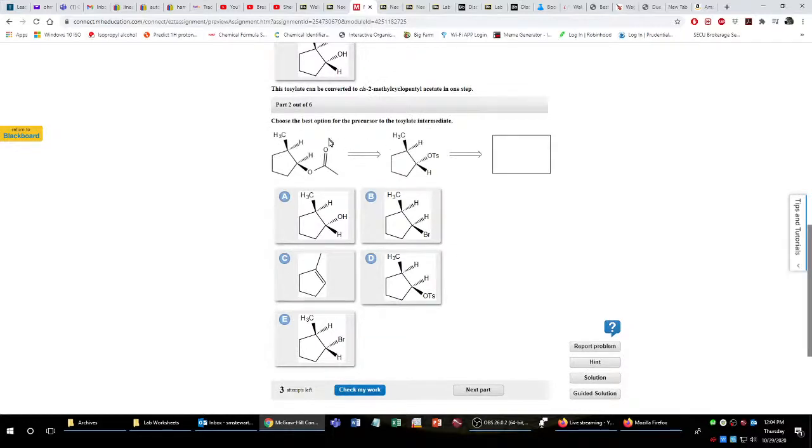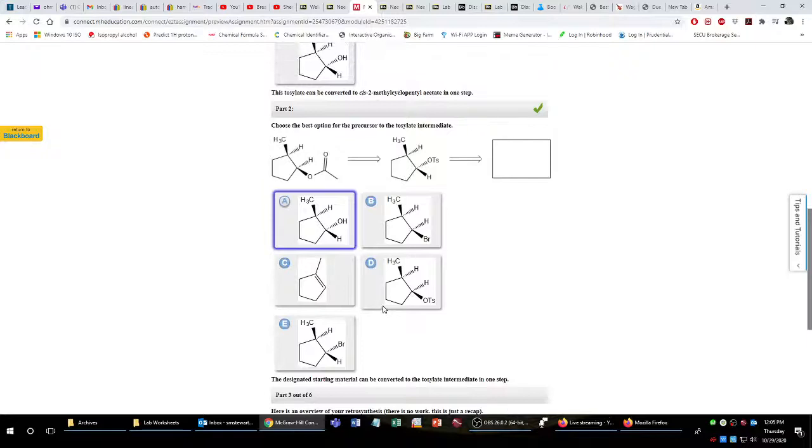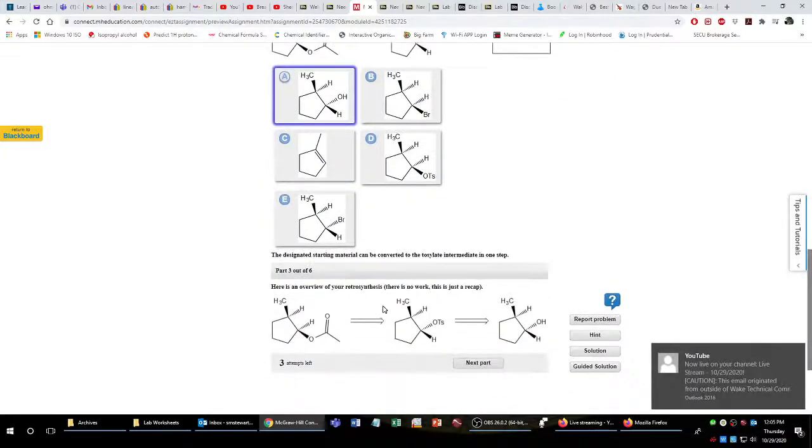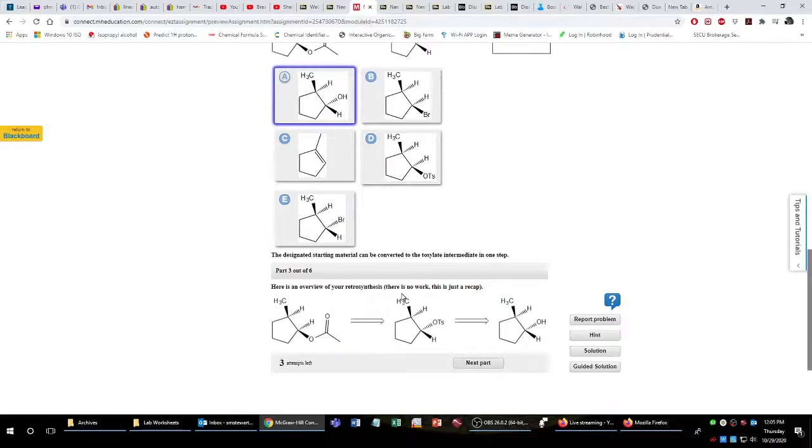Choose the best option for the precursor to the tosylate intermediate. Well, basically that would be the alcohol you started with. Wow, that's so weird. And here's an overview of synthesis. There's no work. This is just a recap.